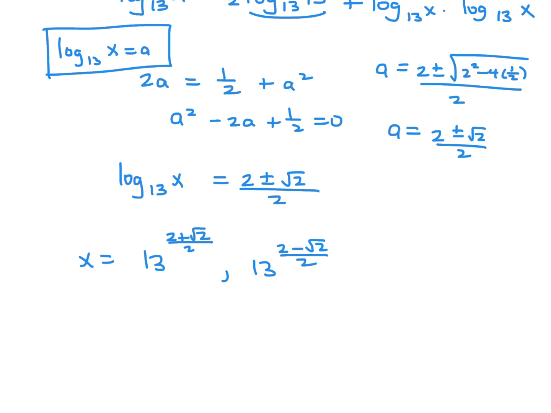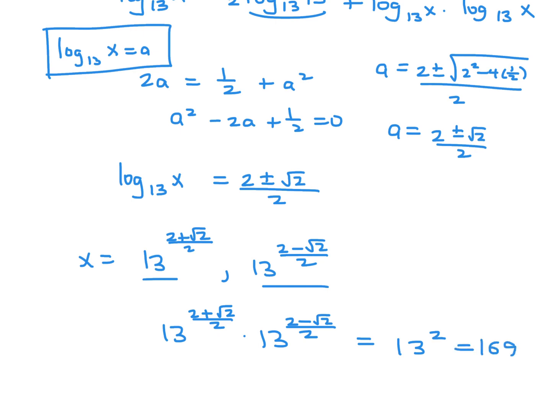And what do they want? They want the product, right? So we've got to multiply these guys. So 13 to the power of 2 plus root 2 over 2 times 13 to the power of 2 minus root 2 over 2. Exponents are added, so that's going to be 13 to the 4 over 2, 13 squared, which is 169. Yep, that's it.